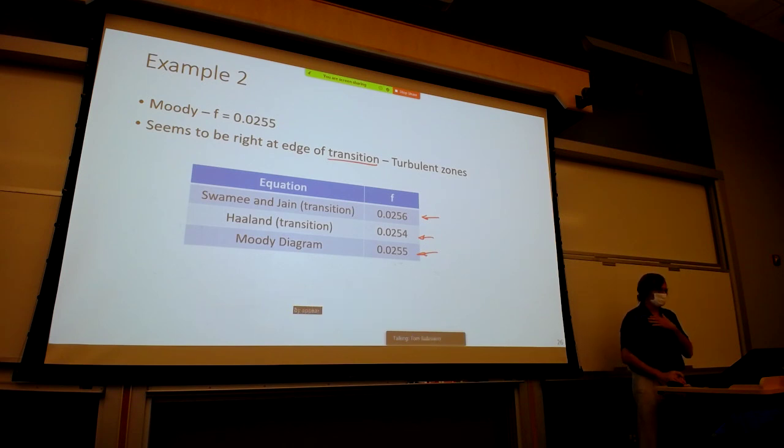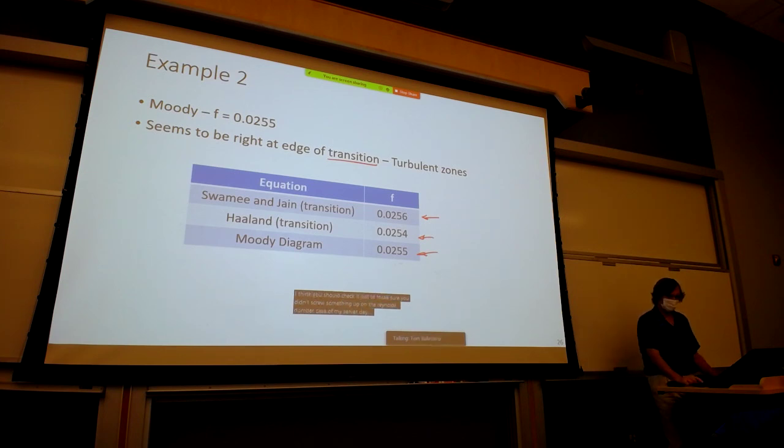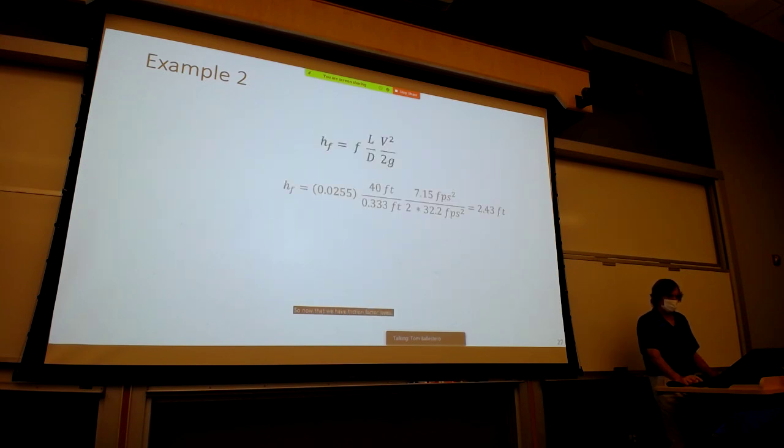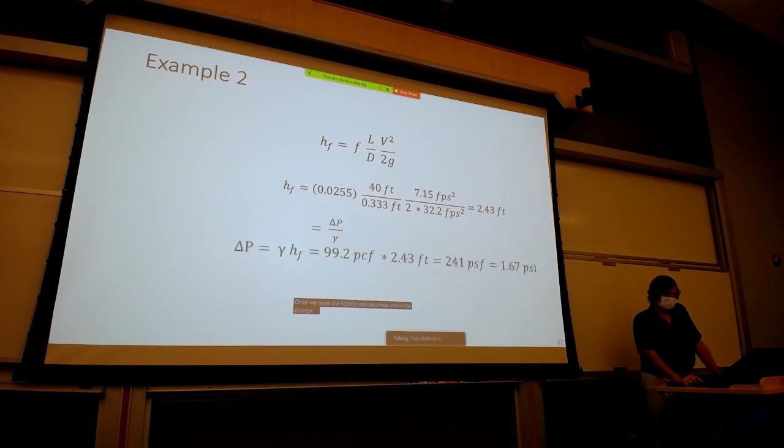My opinion to you is if you're using the Moody diagram, I think you should check it just to make sure you didn't mess something up on the Reynolds number or epsilon over D, reading the Moody diagram. So now that we have a friction factor, we can finish the problem and calculate the friction loss. Once we have the friction loss, we know that's the change in pressure over specific weight. So the change in pressure, we can multiply the specific weight times the friction loss of 2.43 feet, and we see that the pressure drop would be 1.67 pounds per square inch in this case.